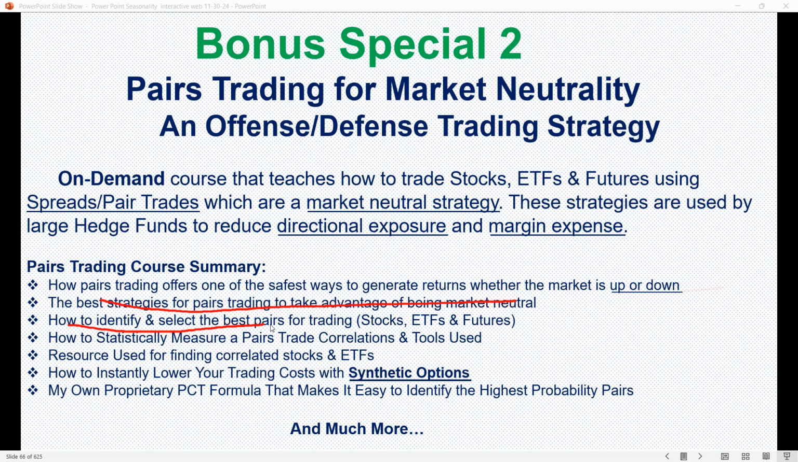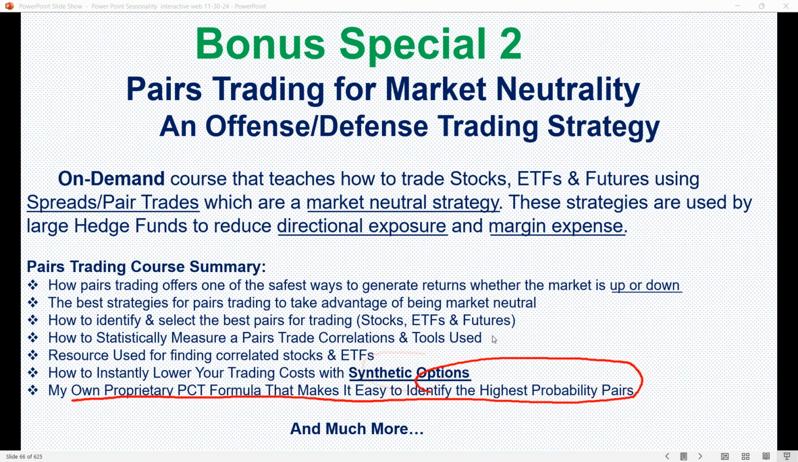How to use and identify pairs using stocks, ETFs, and futures, how to statistically measure pairs trade correlation, resources used for finding the correlated stocks and ETFs, and then how to lower your trading costs using synthetic options, and the power cycle trading model formula for setting up and finding the highest pairs trades. So really super great course there.